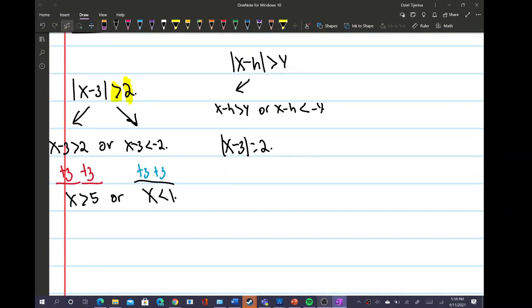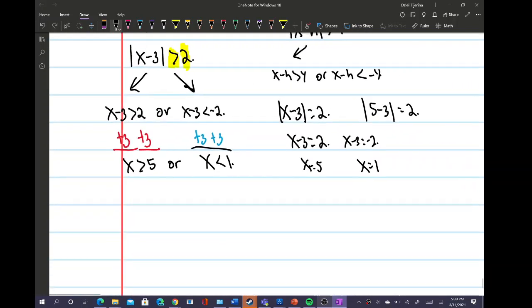So, if I said x minus 3 equals 2, you get x equals 5. x minus 3 equals negative 2, you get x equals 1. The absolute value of 5 minus 3 equals 2.